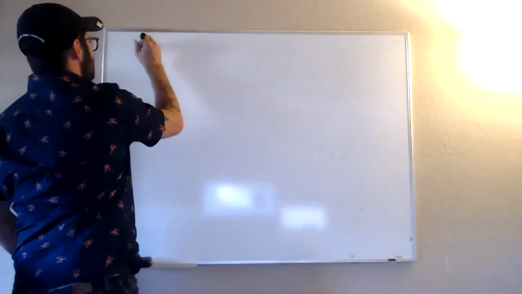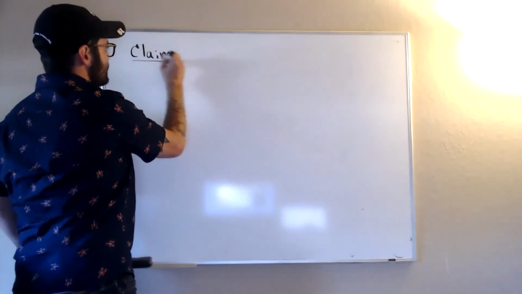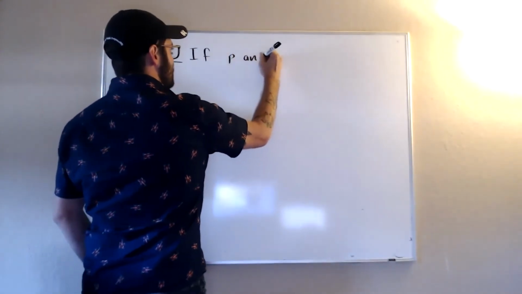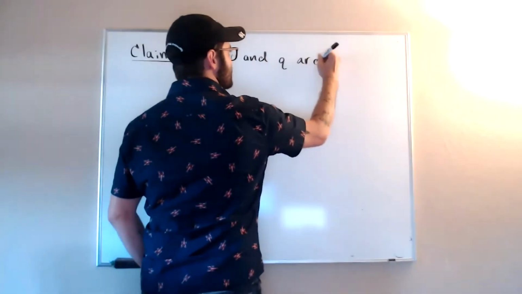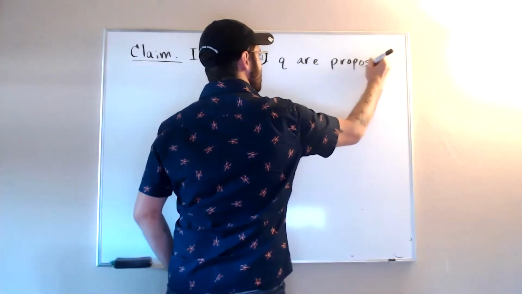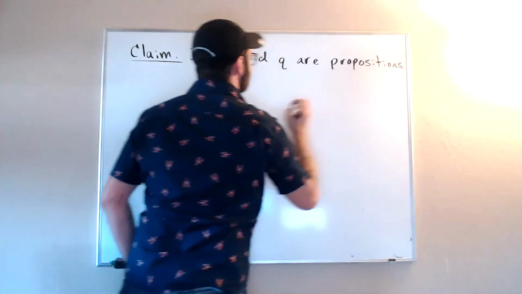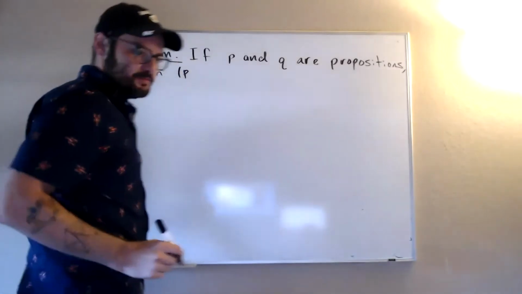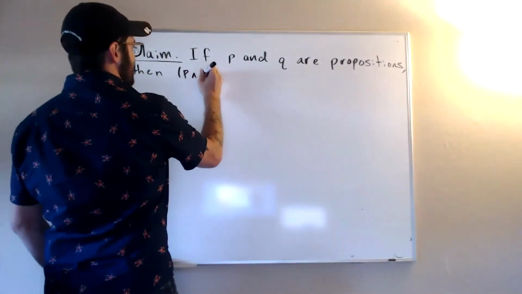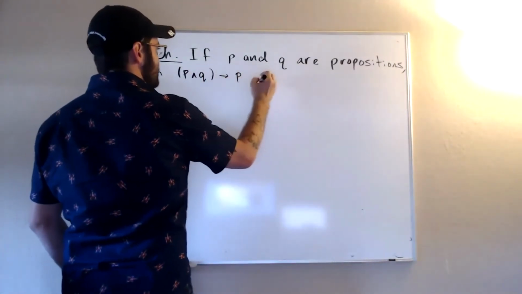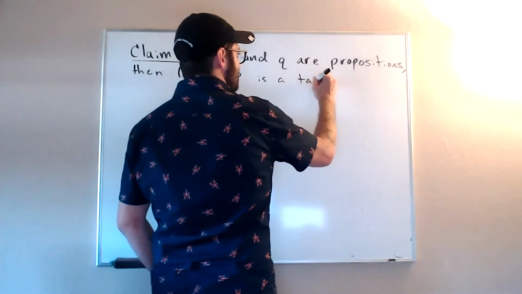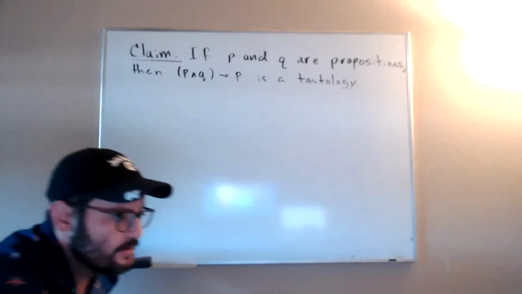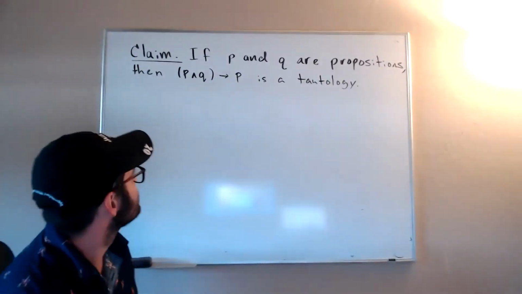Claim. Okay, so if P and Q are propositions, then say P and Q implies P is a tautology. Okay? So there's 2 ways to prove this.